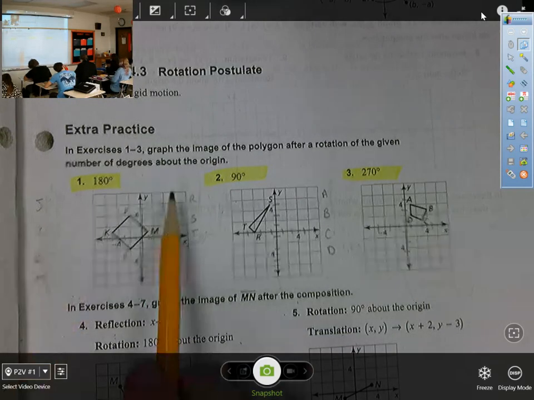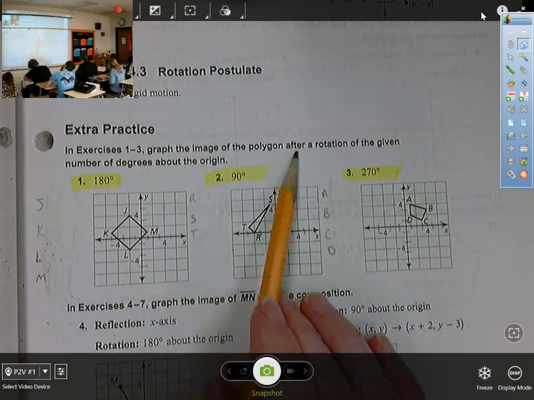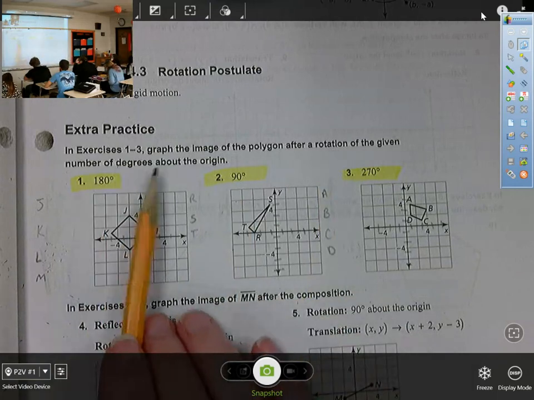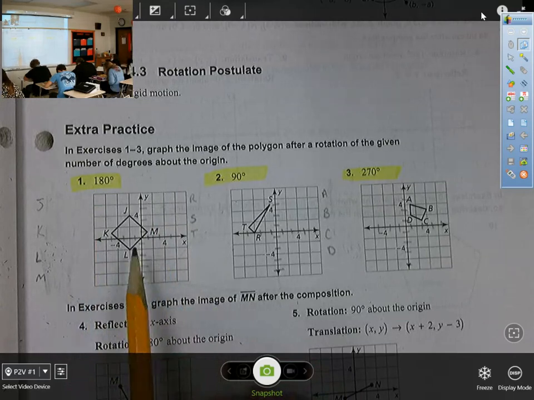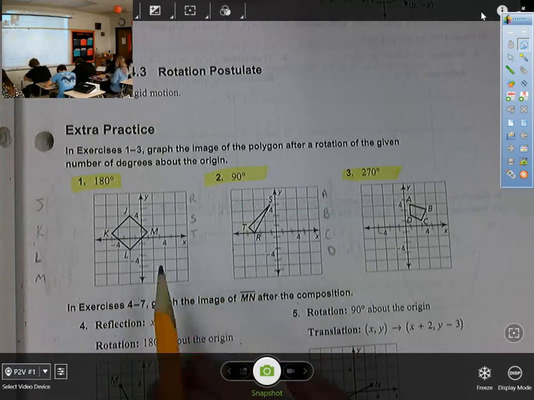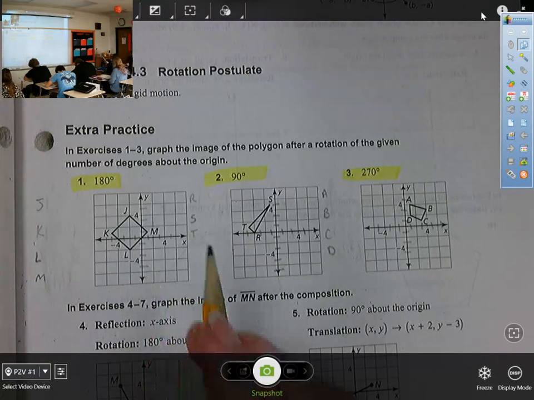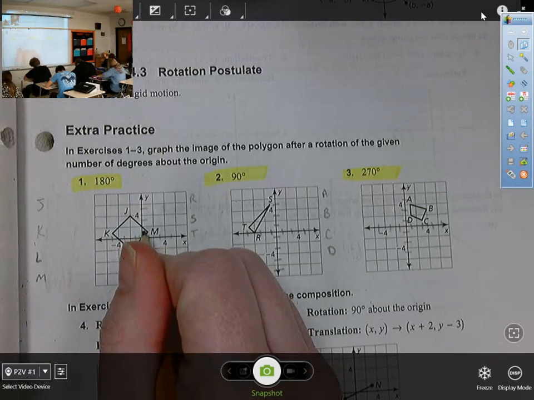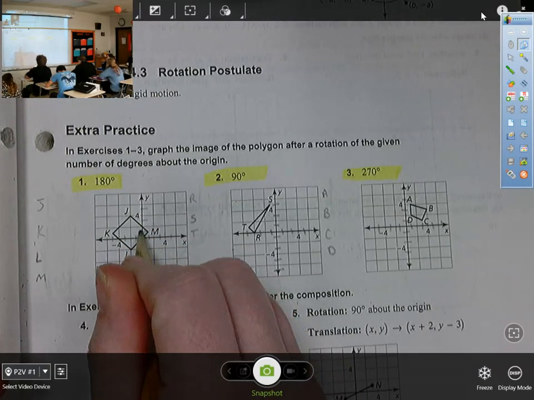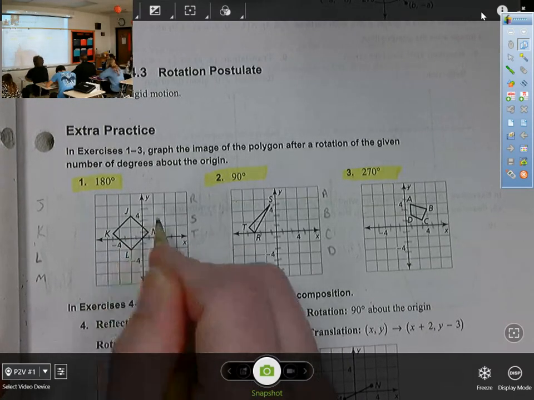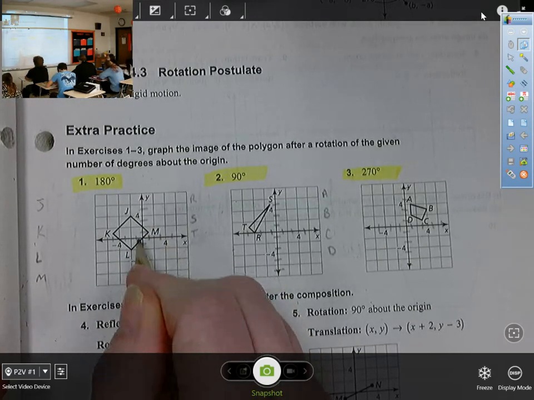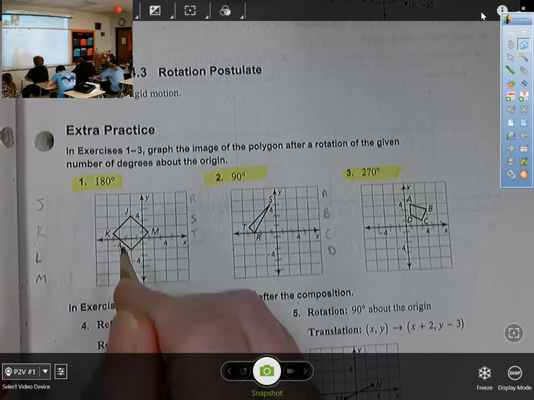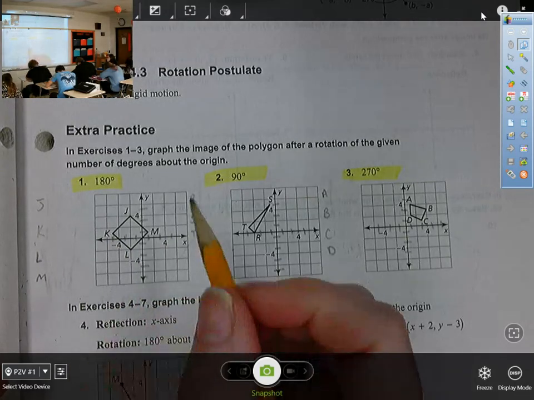All right, it says, graph the image of the polygon after a rotation of the given number of degrees about the origin. So number 1 says 180. What we're going to do together is figure out the coordinates of all the points, J, K, L, and M. Now, to make this easier on me, if you would look up at the board real quick, you see how I made it count by ones. See how I added in the marks in there to make it count by ones, and that's to make it easier on me.